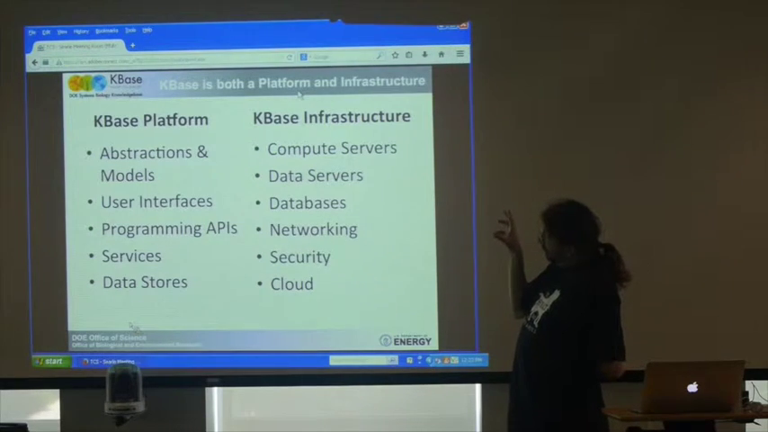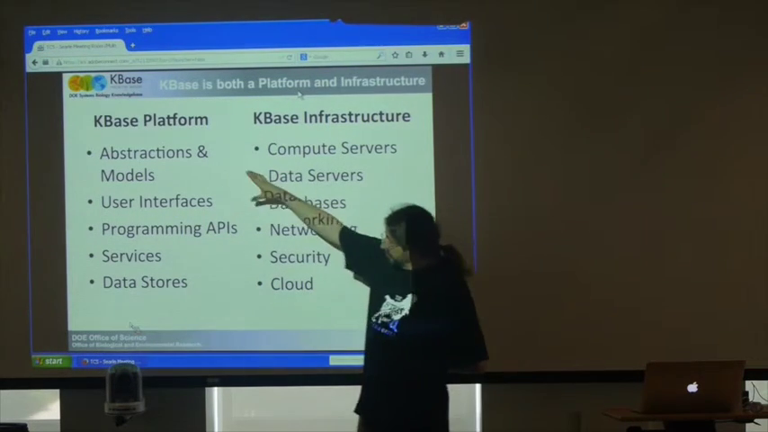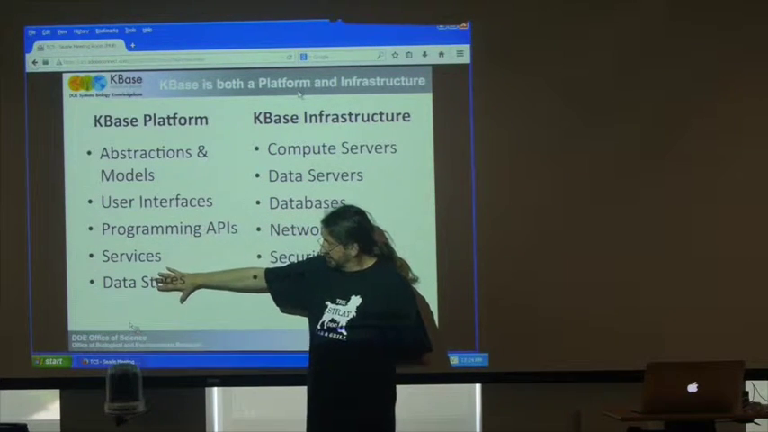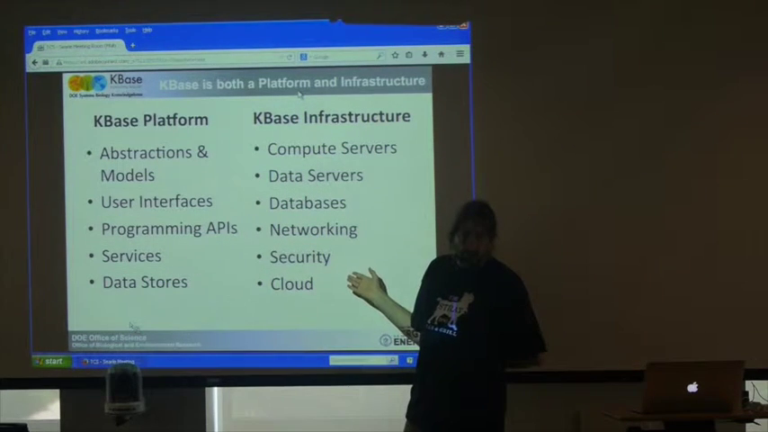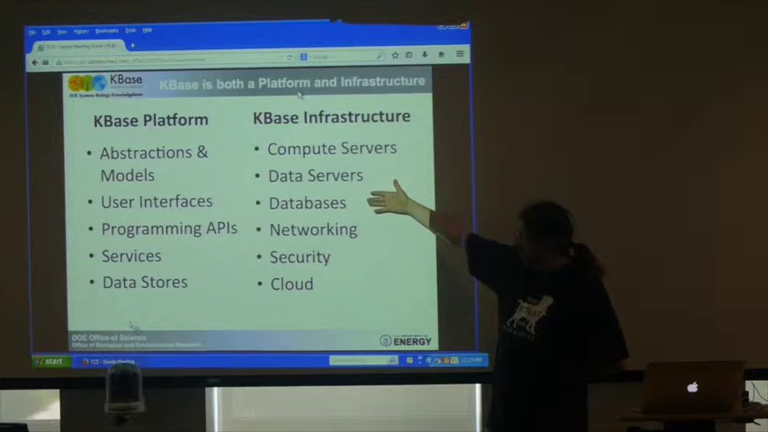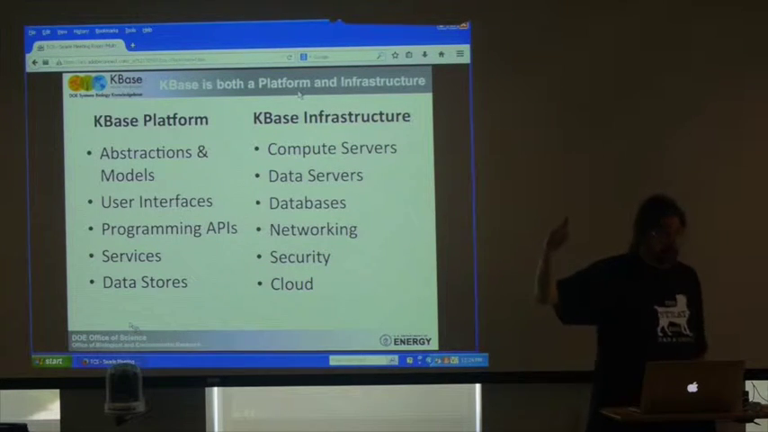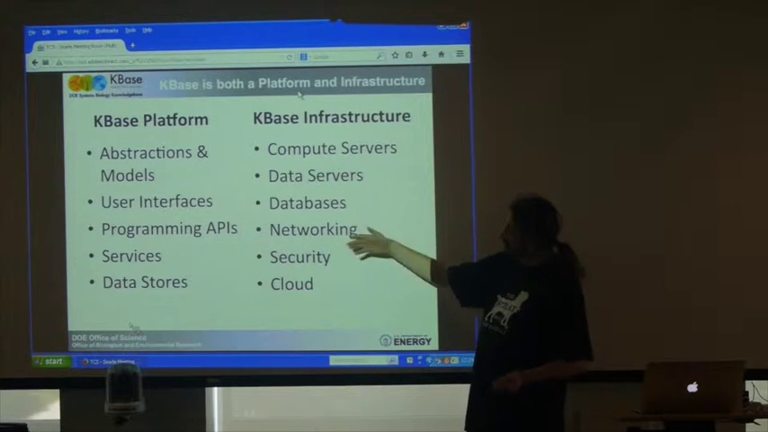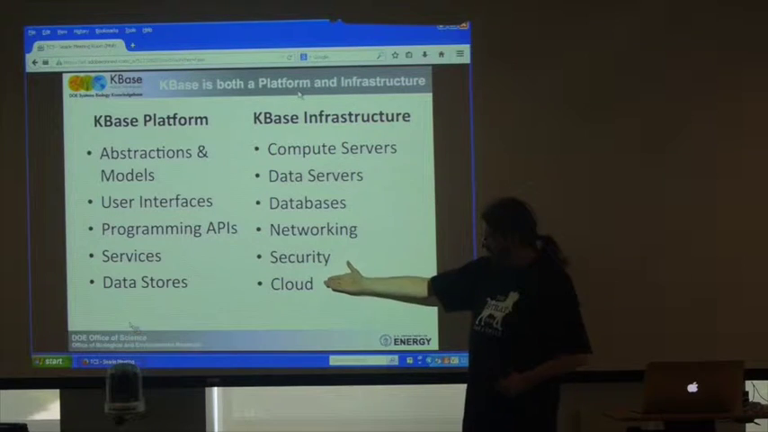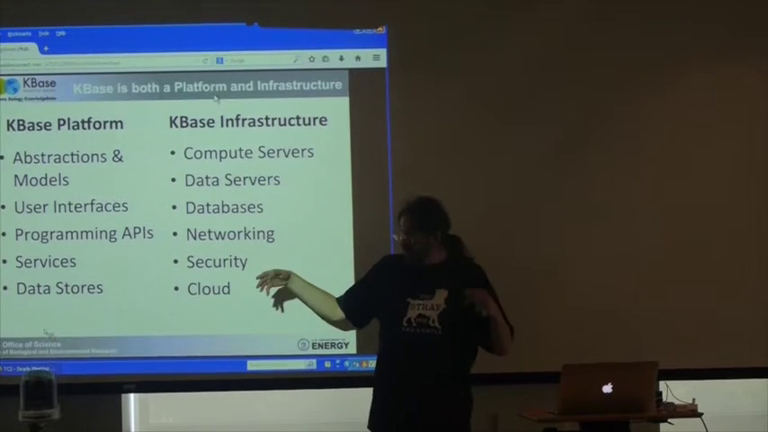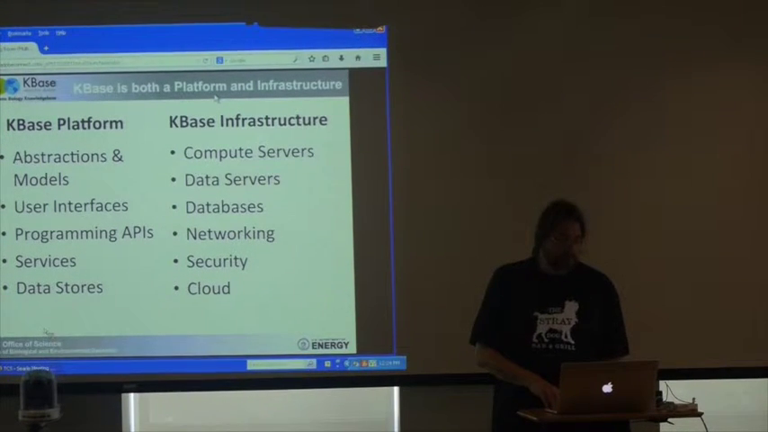So KBase is both a platform that has the abstractions and models, user interfaces, APIs, a bunch of services, and data stores in it, but it's also actually an infrastructure. So we have a bunch of cloud compute servers, a bunch of data servers. It's replicated across a couple of different sites. We have 3 different database technologies: relational databases, NoSQL databases, object stores in there. There's a lot of networking, security infrastructure, and it's extensible in a cloud sense. So when we have services that need to scale up, they can spill over into more elastic services.